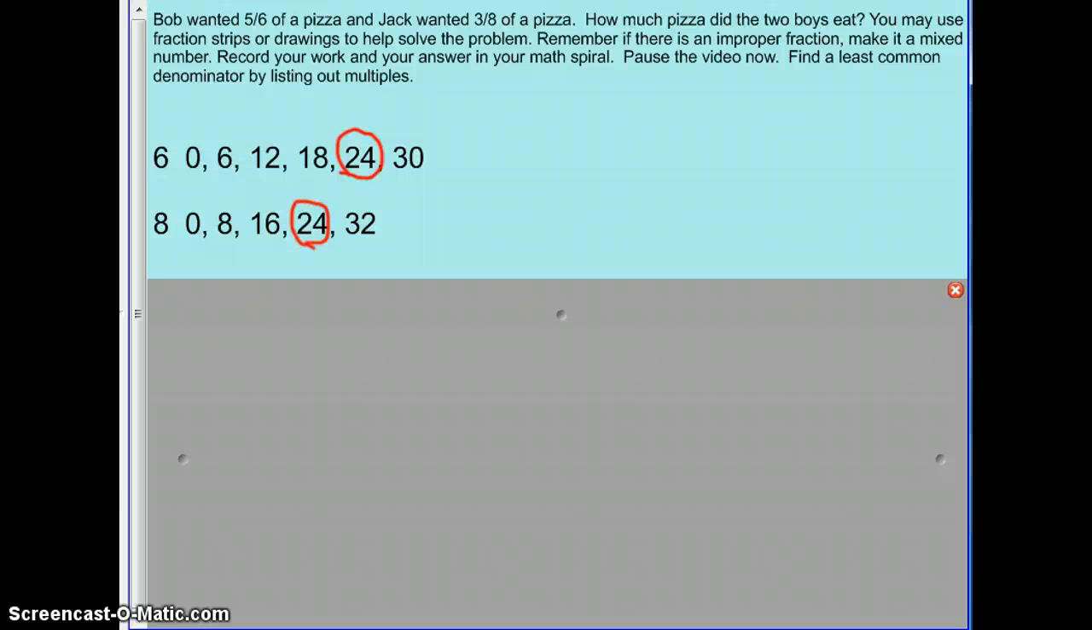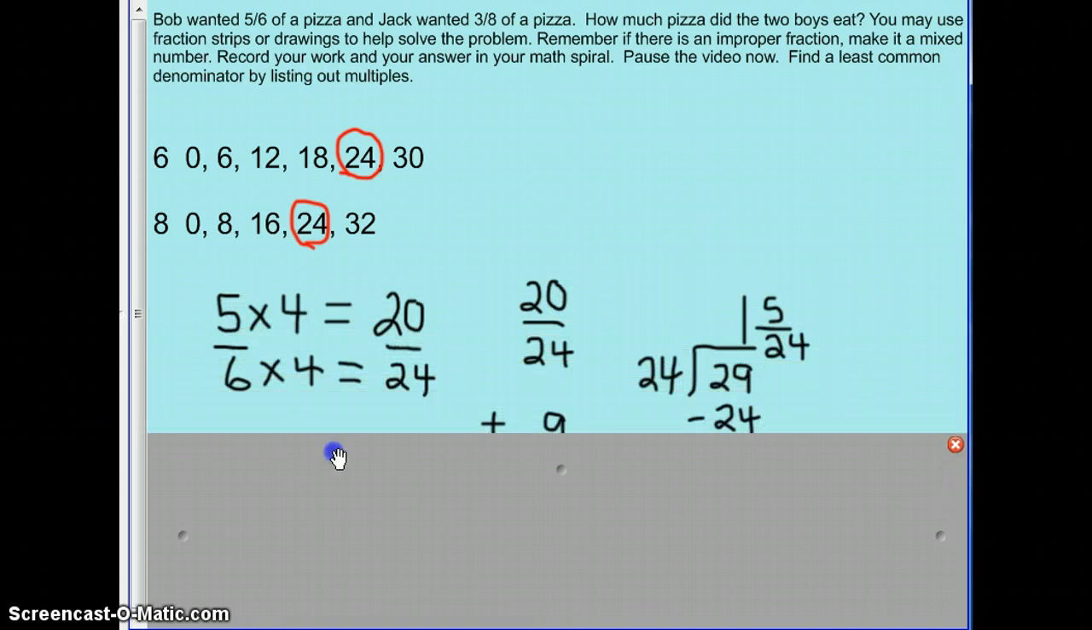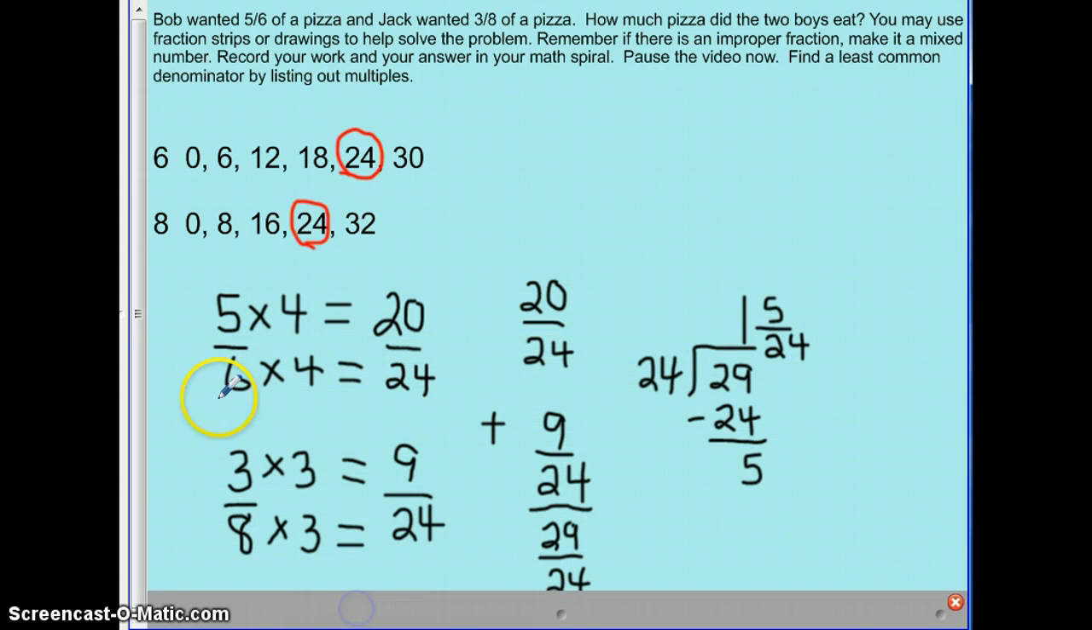Did you write out your multiples? Here they are. For 6 and 8, of course they have 0 in common, and the next one they have in common is 24, so that's my least common denominator. Next, I put it across from the denominator. So 5/6, and the 6 is across from 24. So 6 times what gives me 24?